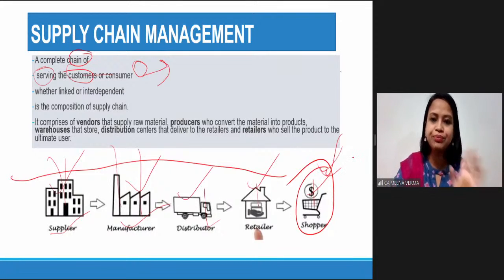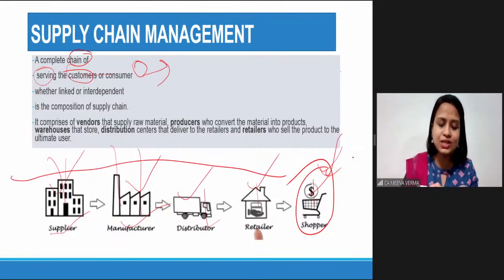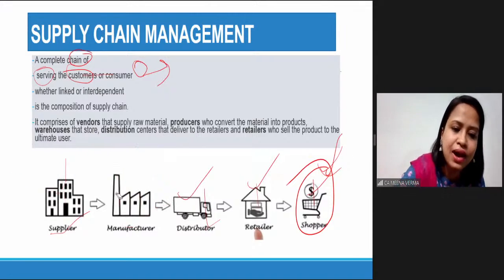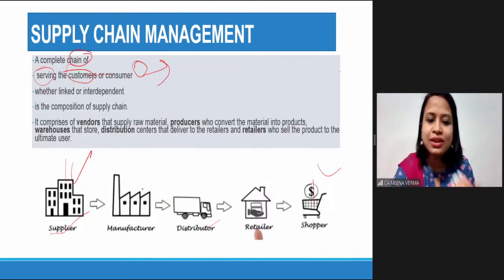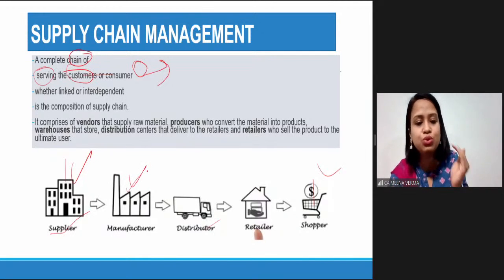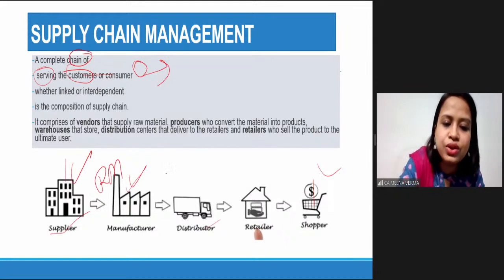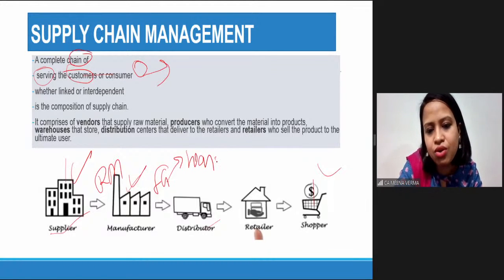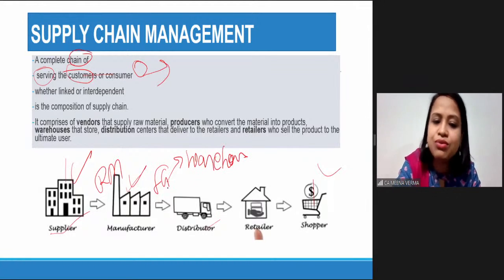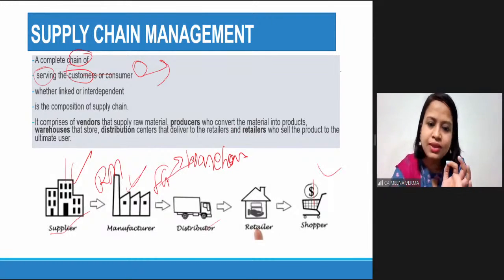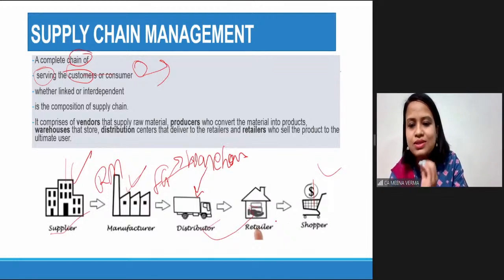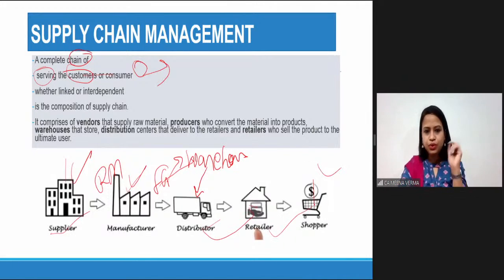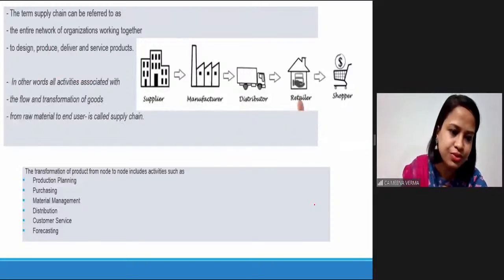That's it. Now this chain again consists of the supplier, those who supply the raw material, then the producer, the manufacturer, those who convert the raw material into finished goods. Then there is one more process of warehousing, which we have not drawn here. We store the finished goods in the warehouse, then distribute them to the distributors, then they reach the retailers, then the customer. So this is supply chain management.